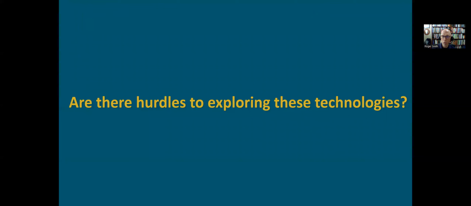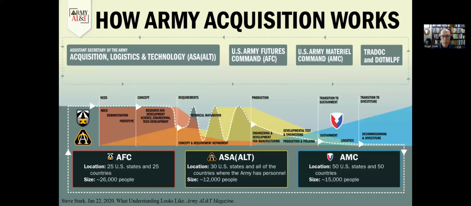So are there any hurdles to exploring applications of deep learning like this? Technically, the hurdles are not really that insurmountable, and they're being jumped in lots of different industries. But organizationally, the DoD and the Army face some organizational hurdles that are unique to the acquisition process. All of the systems that get purchased by the military, including these simulators that we're talking about, go through a formal acquisition process.